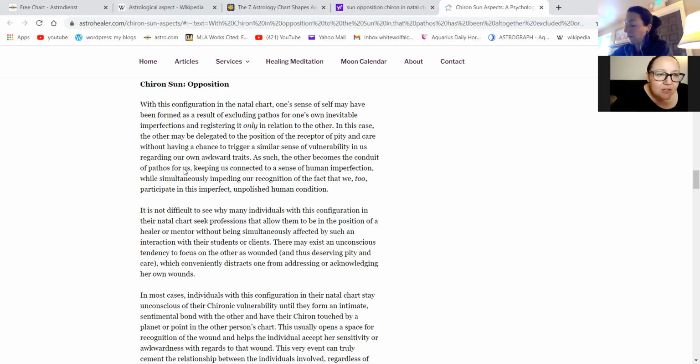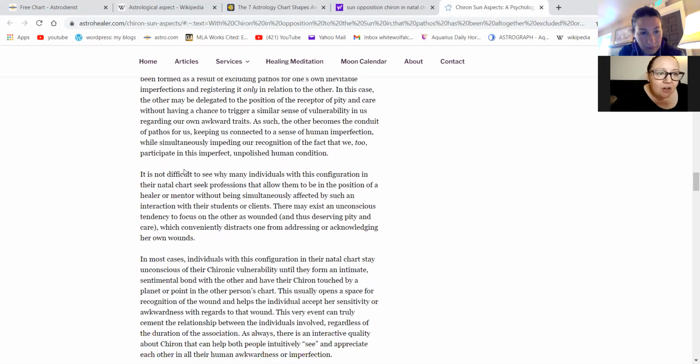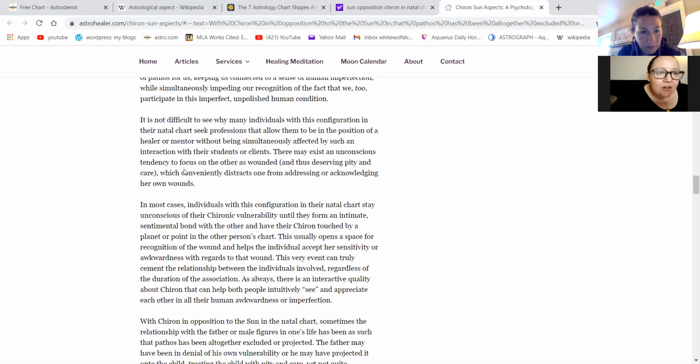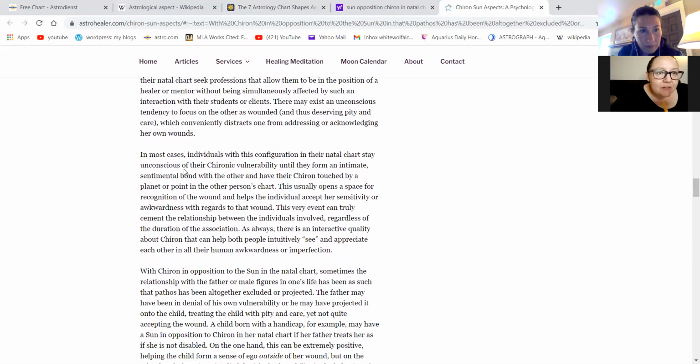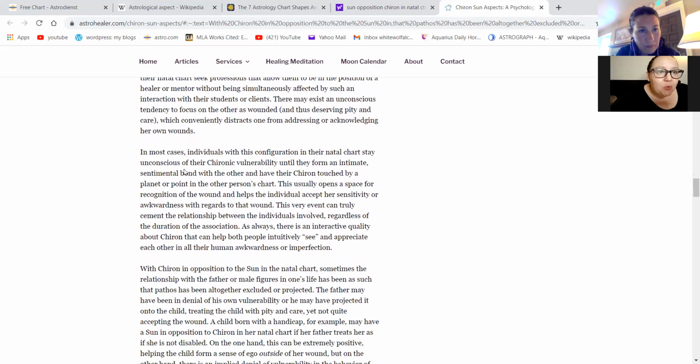It is not difficult to see why many individuals with this configuration in their natal chart seek professions that allow them to be in the position of a healer or mentor without being simultaneously affected by such an interaction with their students or clients. There may exist an unconscious tendency to focus on the other as wounded and thus deserving pity and care, which conveniently distracts one from addressing or acknowledging her own wounds.